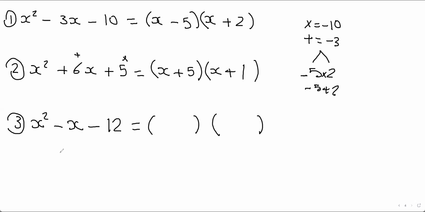How about this? I write an x here and an x here. So what multiplies to give me -12 and adds to give me, not x, it adds to give me -1. There's an invisible 1 that's supposed to be here. But what multiplies to give me -12 and adds to give me -1? That's -4, +3, because -4 times +3 gives me -12, and -4 plus 3 gives me -1, which is here.